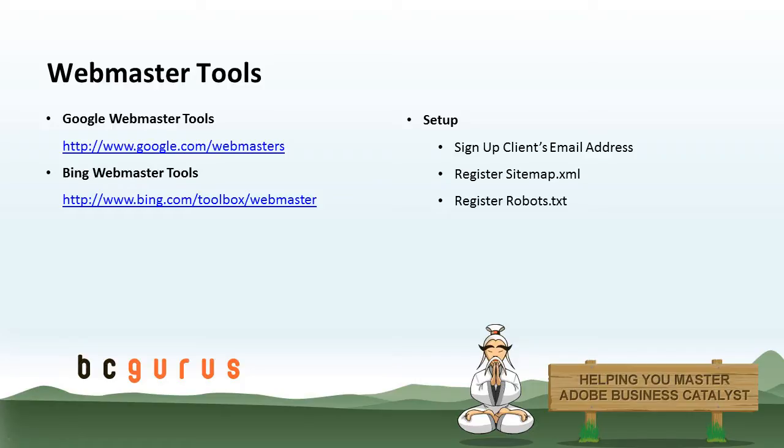Alright, so after you've set up those things, you're pretty much good to go with doing on-page optimization within Business Catalyst. The last thing on your list is you want to make sure that Webmaster Tools is set up with Google and then also Bing. You want to make sure that you do this with your client's email address, and the importance of doing this is so you can connect it to their analytics and AdWords account if they have that. And you want to make sure that you're registering the sitemap XML file that is auto-generated within BC, and then the robots.txt file that we have manually created.